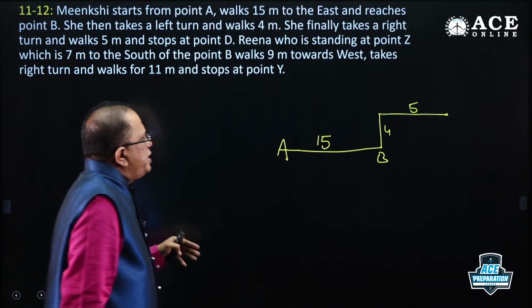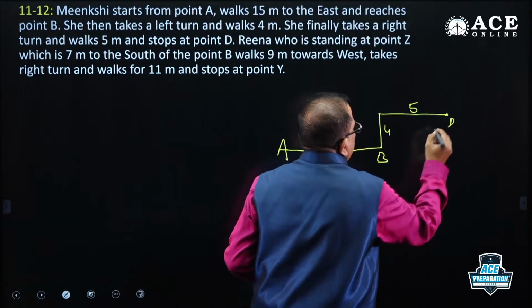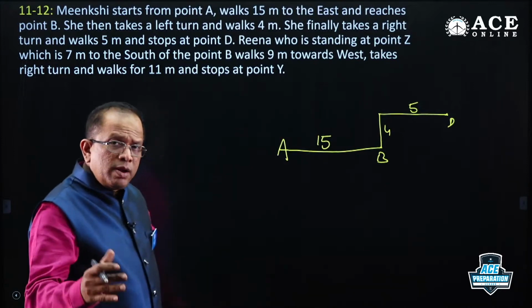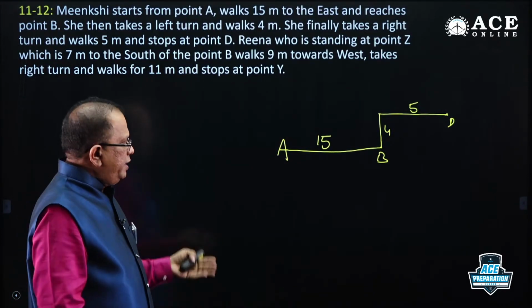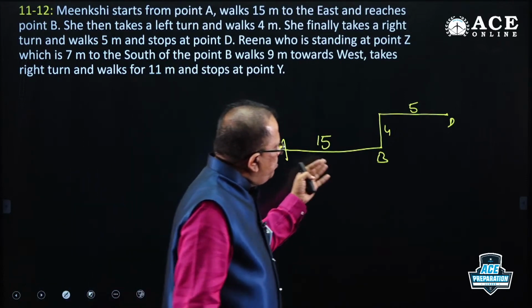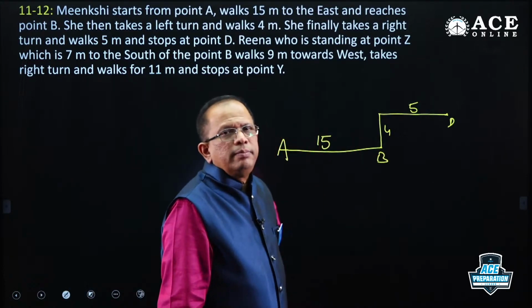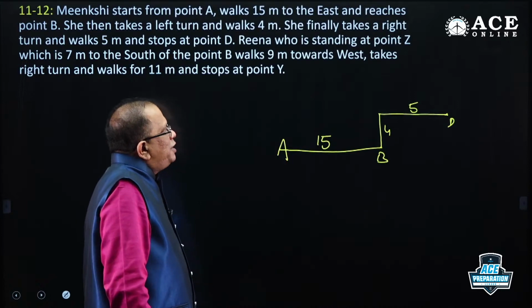Then at point D, so this is point D. And there is one more character, Reena, who is standing at point Z. Where is point Z? We know A, B and D. So the paper setter will explain, wait.